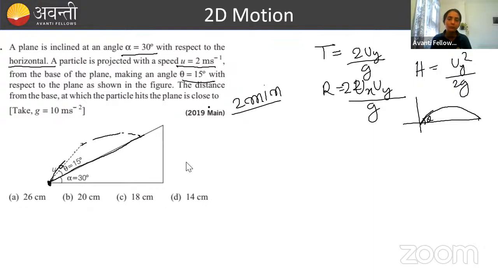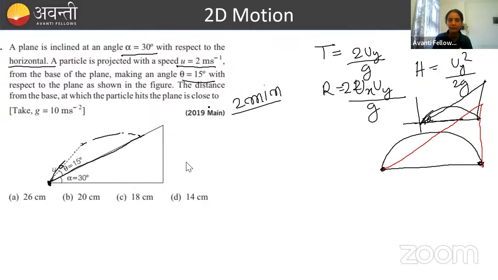Now, suppose we are throwing it like this, and there is an inclined plane kept here like this. Are you able to imagine? Something like this. From here you are throwing, so it lands up here like this. But suppose there is an inclined plane here itself, and it is something like this.